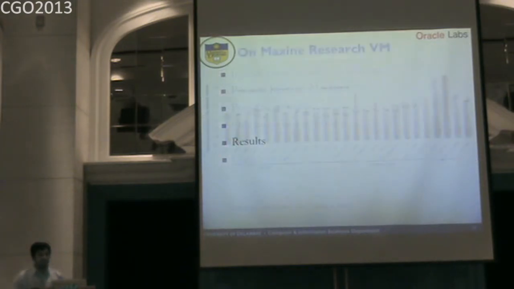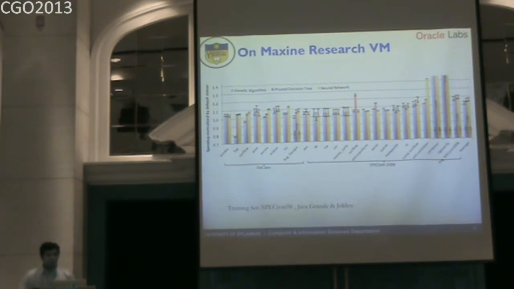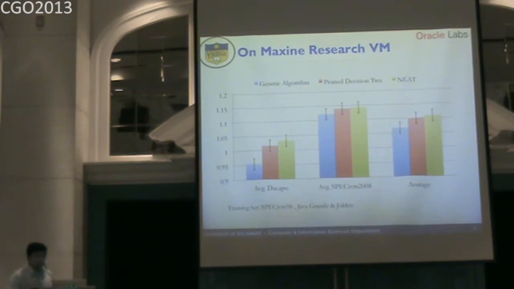So let's look at the results. We used the Maxine Research VM and the HotSpot VM. In the Maxine VM, this is the graph which is in the paper. I can imagine you can't read it right now, so I'll just concentrate it for you. We had the DaCapo benchmarks and SPEC 2008 benchmarks which were used, and what we see is that genetic algorithms, which is the previous state of the art for tuning method inlining, is in the blue bar, which does do well. It still gives you an improvement, but using the neural network or the decision tree would have given you better performance of that application.